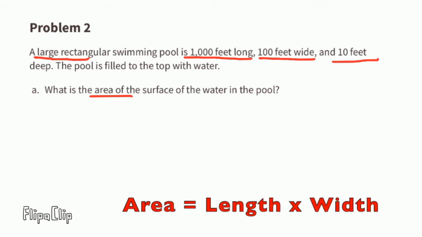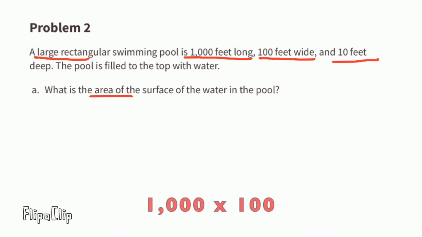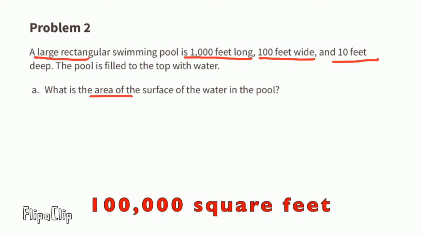To find the area of a rectangle, you need to multiply the length times the width. So in this case, we'd have to multiply 1,000 feet times 100 feet. And 1,000 times 100 is 100,000. So the area would be two-dimensional, 100,000 feet squared.